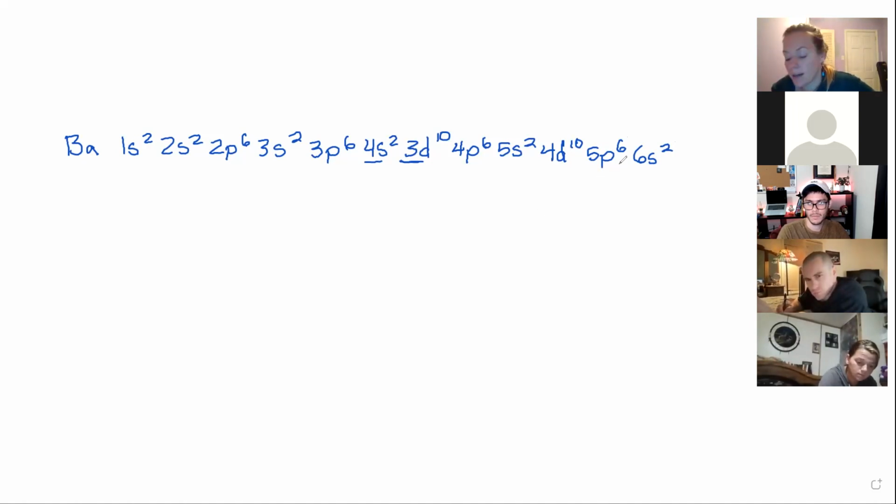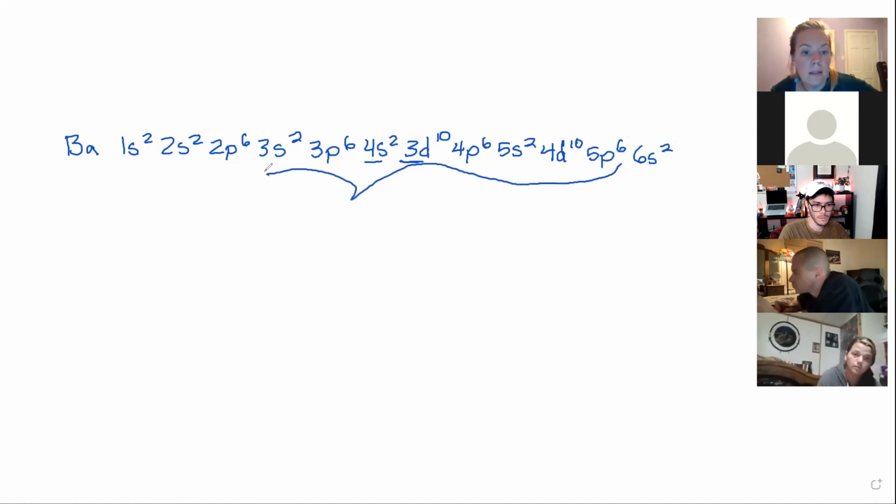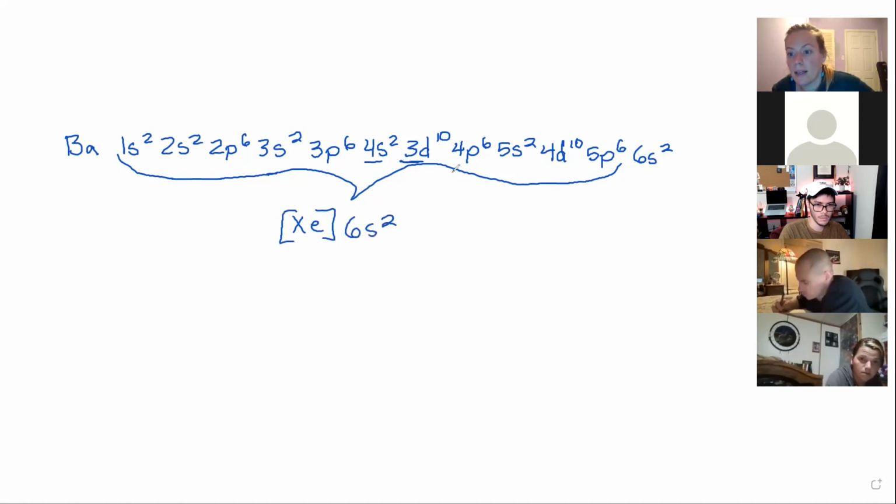So what is the noble gas that comes before barium? Well, the noble gas before barium, is it xenon? Xenon, yeah. So this whole thing right here could technically be substituted with Xe. And then I have to add the last little bits, 6s2. So anything that isn't included in the noble gas configuration gets tacked on the end. Any questions with that, with the filling order, with the abbreviation?